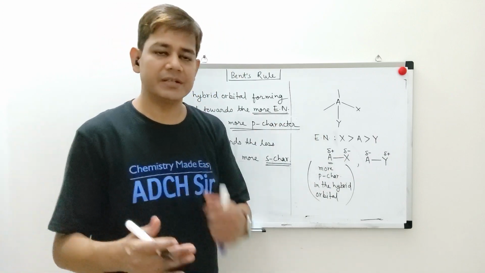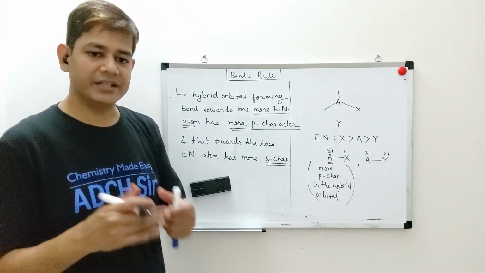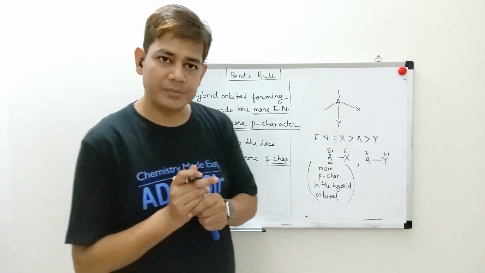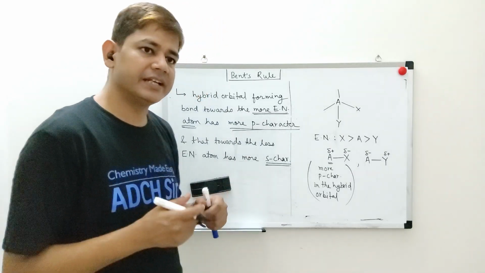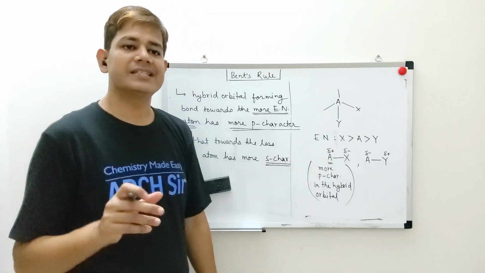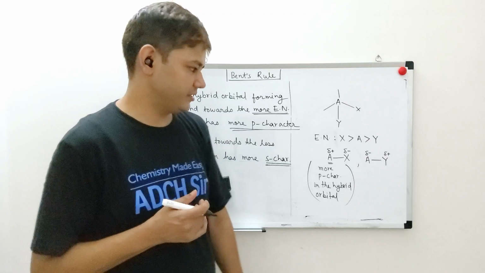Always, atoms and molecules tend to attain the most stable state. And to attain that stability, the hybrid orbitals acquire different s character and p character in such a manner that this polarization is stabilized. This charge distribution results in a stable structure.